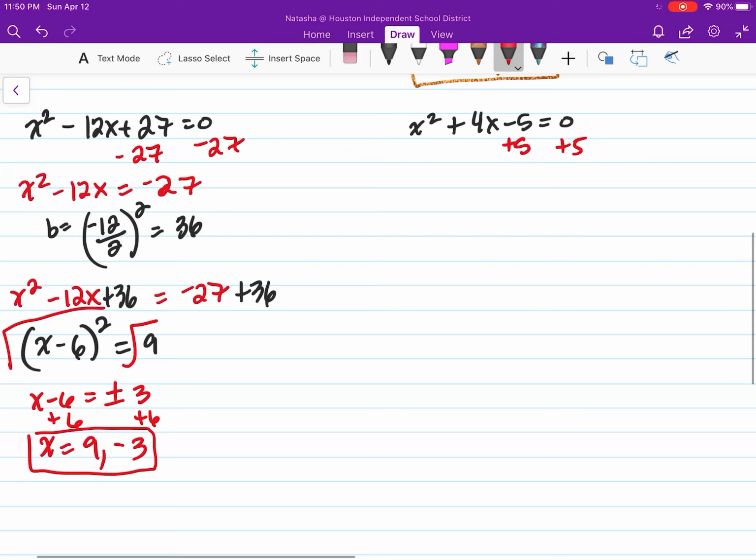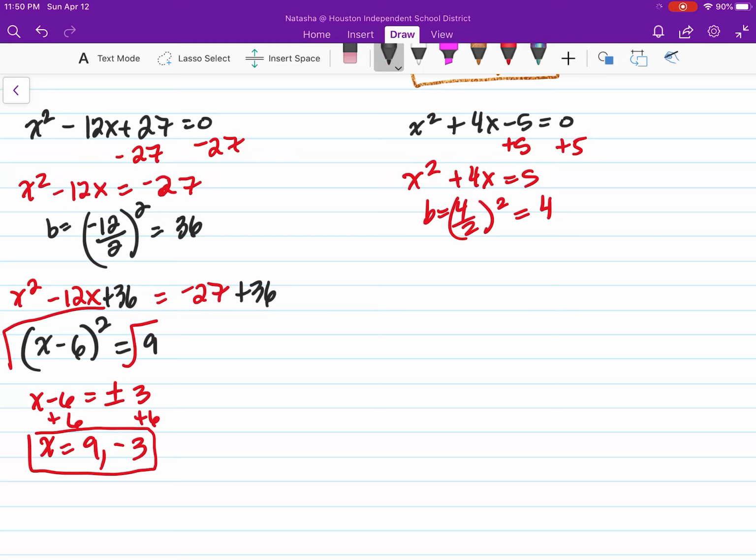So I know this is not a perfect square trinomial as it stands, because 5 is definitely not a perfect square. So I need to move that 5 over, so I'm going to add it to both sides. That's going to give me x squared plus 4x, and that's going to be equal to 5. My b is 4, so I'm going to divide that by 2 and square it. 4 divided by 2 is 2, and 2 squared is going to give me 4. So I'm going to add 4 to both sides, so that's going to give me x squared plus 4x plus 4 is equal to 9.